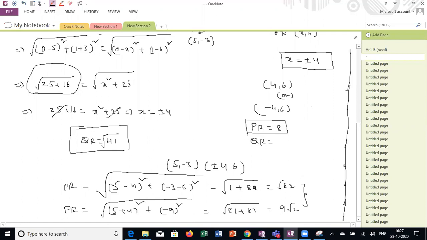Here there are 2 possible answers for PR. Anyone got the 2 answers? Understand why there will be 2 answers? Because there are 2 points that exist in such a way that R will have either plus 4 or minus 4 as the x coordinate. PQ and QR will be the same. Is it clear? Shall I go to the next question? Yes, sir.